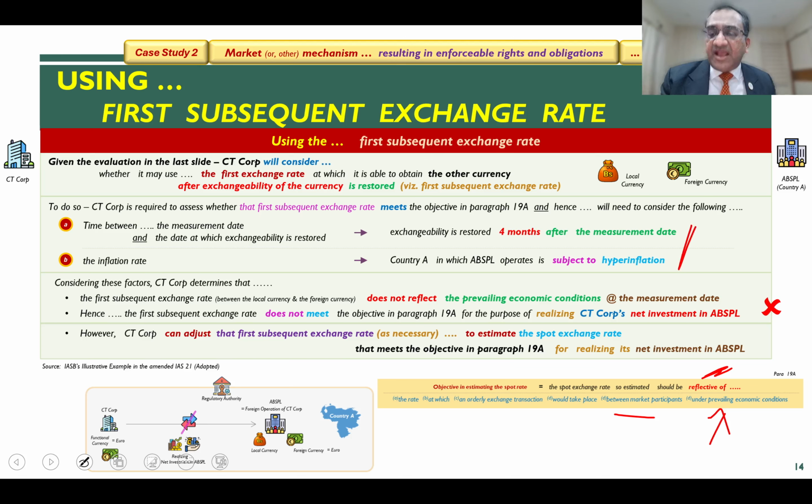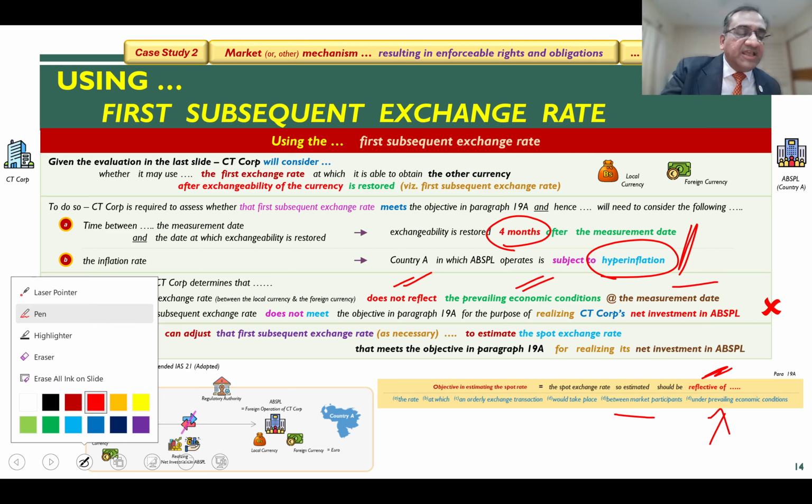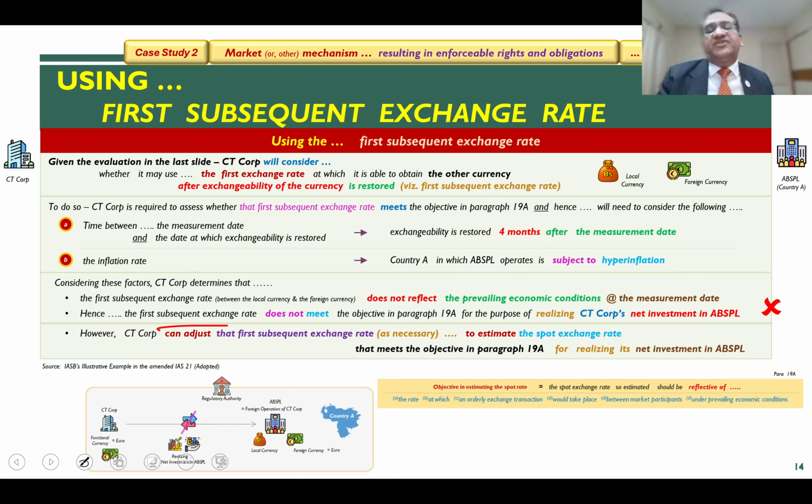Now in this case, clearly because you have a long 4-month period involved and the economy is subject to hyperinflation, the exchange rate which is available on April 30th does not reflect the economic conditions at the measurement date of 31st of December. Therefore, in this case, the first subsequent exchange rate does not meet the objective of paragraph 19A for the purpose of realizing Citicorp's net investment. And therefore, you can't use that rate.